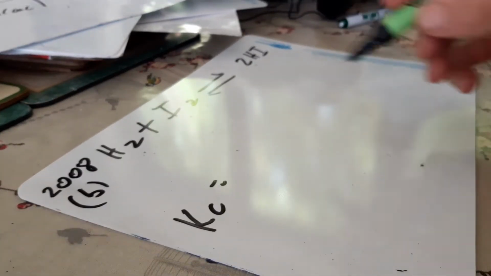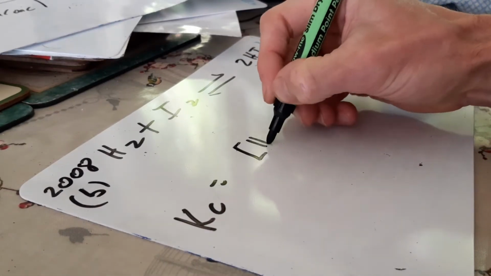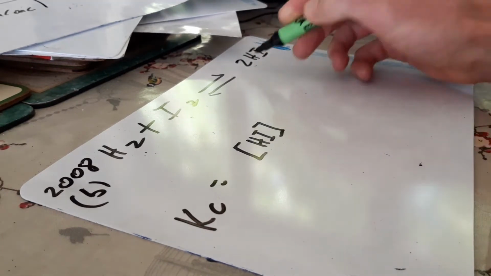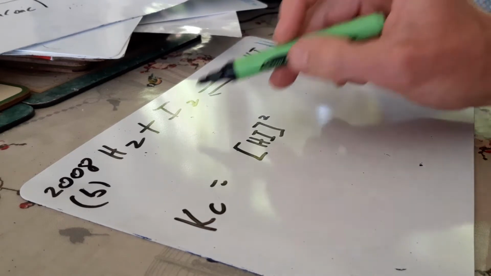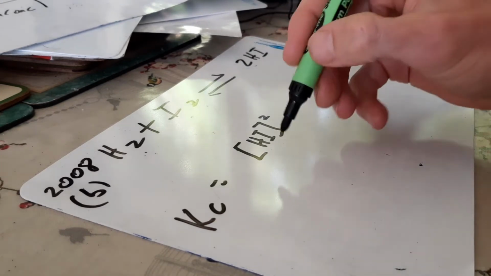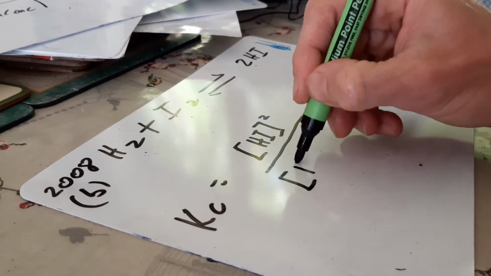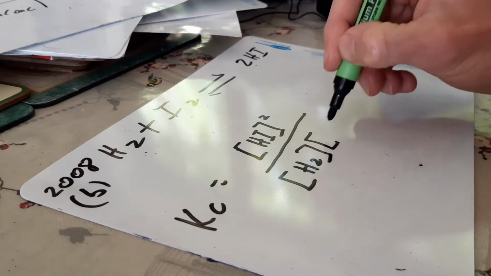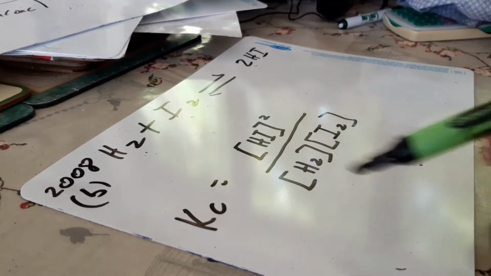The Kc value for this reaction is going to be equal to the concentration of hydrogen iodide. So I use square brackets to denote concentration. And I raise it to the power of 2 because it's 2 moles, isn't it, that is produced from the equation. And then I divide that by the concentration of hydrogen, like so, multiplied by the concentration of iodine. Okay, so that's all it is.